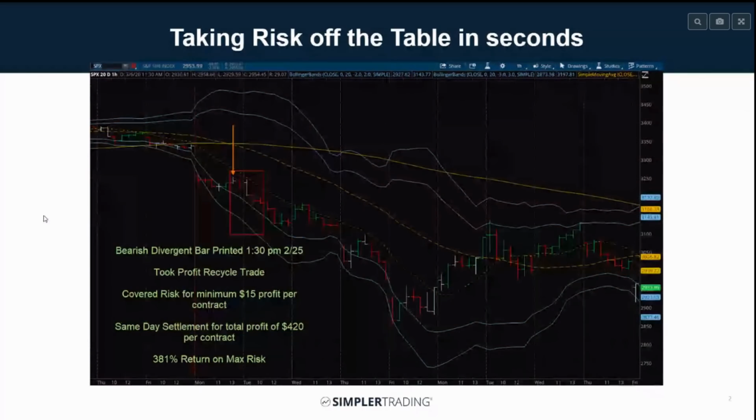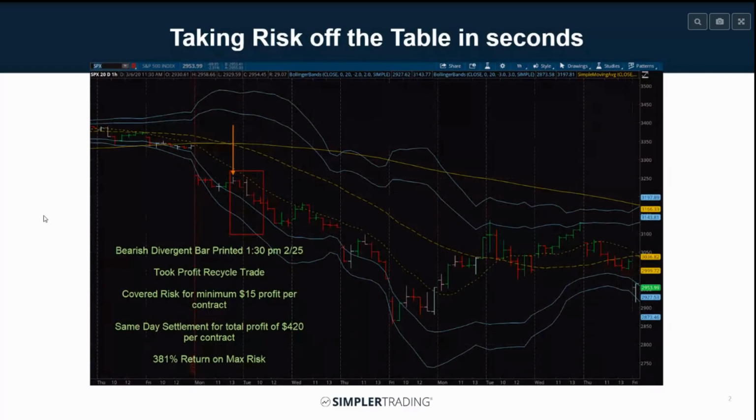And this trade actually filled rather quickly. I wasn't in it for very long. I think I was in it for maybe 10 minutes max before it filled. So I got the quick profit, but most importantly, my risk was covered for the day. And on that same day settlement, I ended up taking a total profit of $420 per contract. So on top of the $15 I was guaranteed, I was able to lock in an additional $405, making it that $420 total. And this was a 381% return on my initial max risk that I had out there.